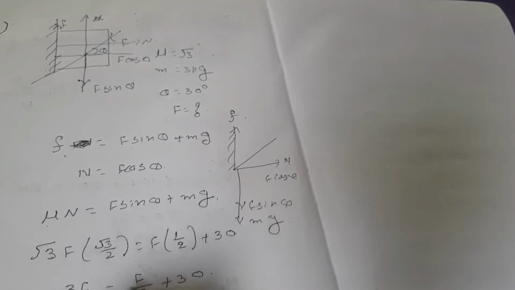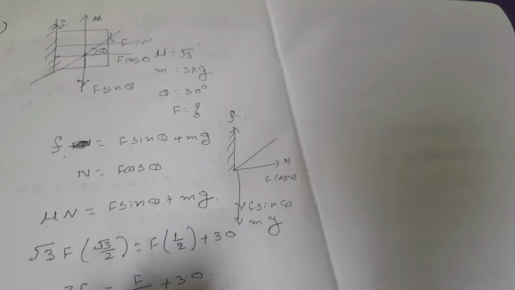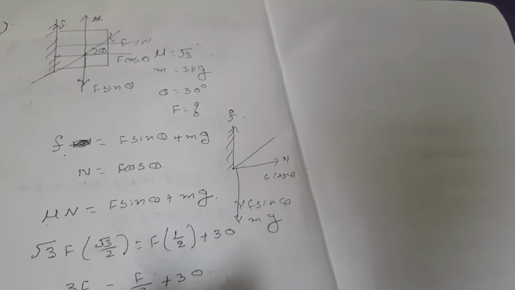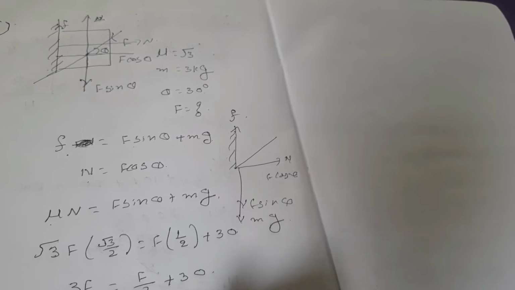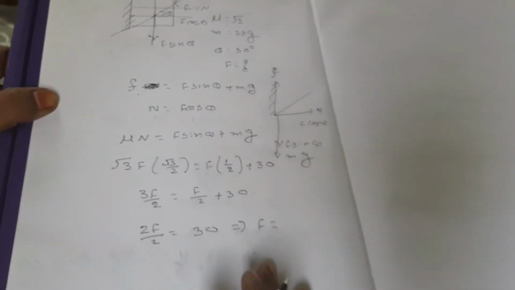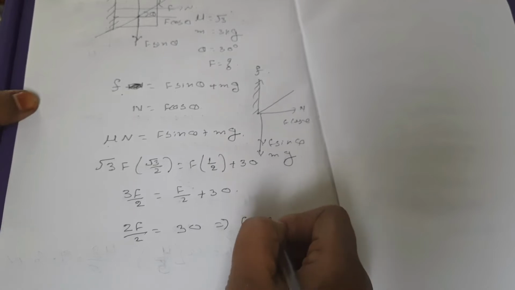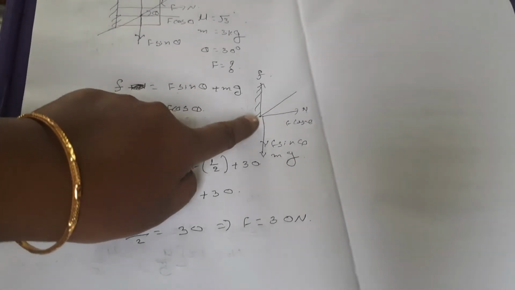So from this, 3F minus F is 2F. 2F by 2 equals 30. Finally, how much force is acting on this? F equals how much? Here F equals 30 newtons. Like that we can find out. It only depends on the resolving components.